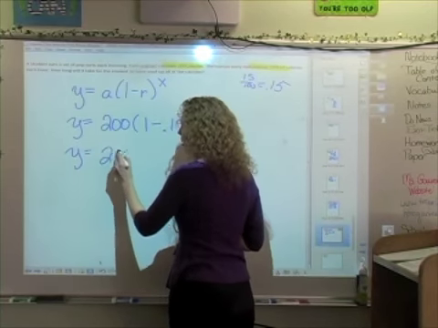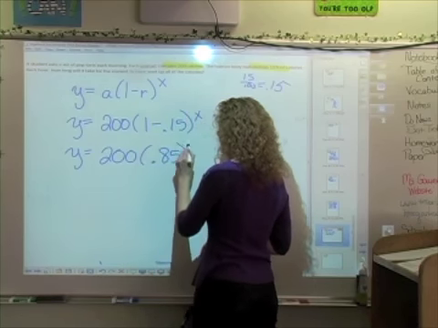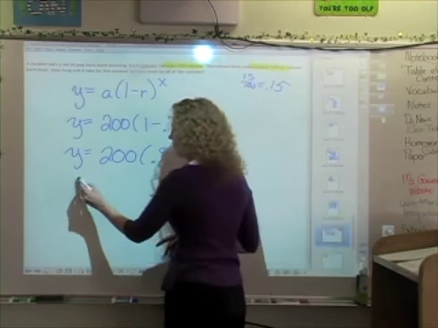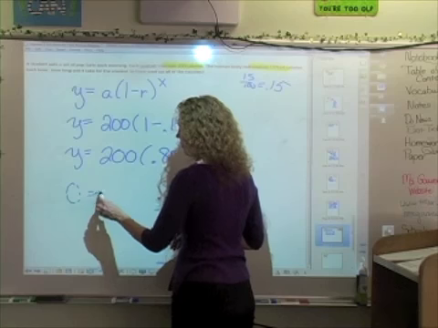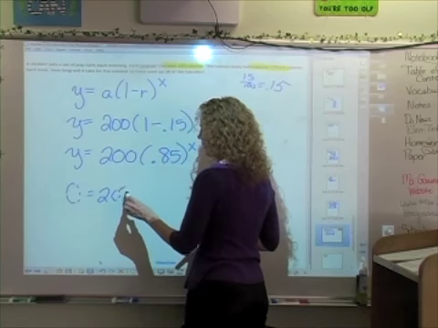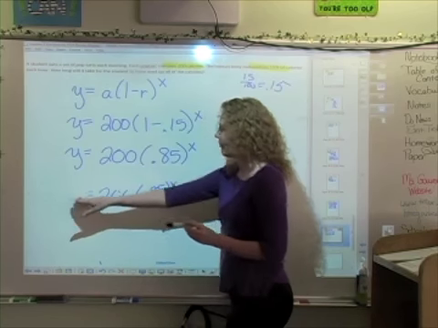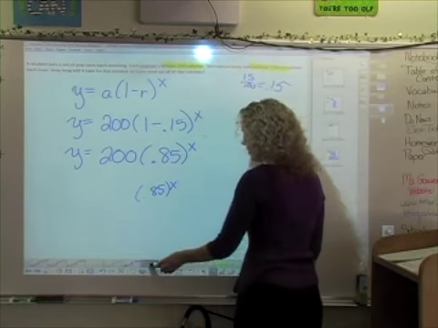Now, there's a couple of ways you can do this. This becomes 0.85 raised to the x. Next semester we're going to learn about logarithms, and this is actually how you would solve this: 0 equals 200 times 0.85 to the x. You would solve that for x by doing logarithms. We have not touched those yet.